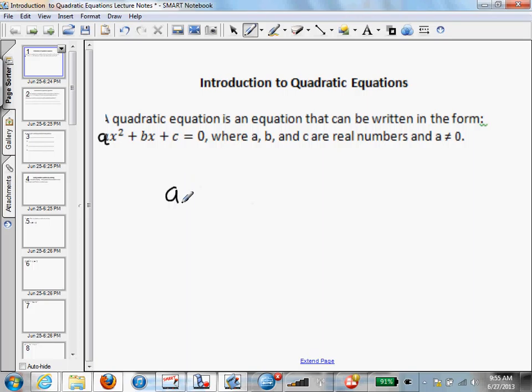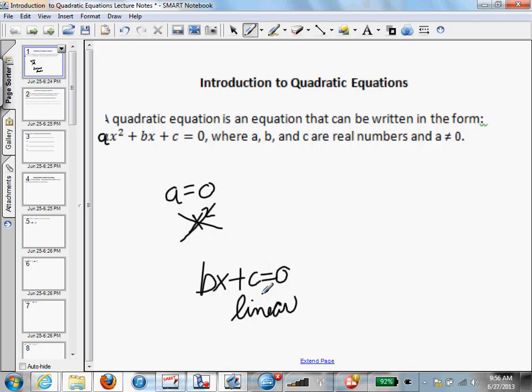And the reason we don't want a to be 0 is that if a were to equal 0, then it would knock out the x squared, leaving you with just bx plus c equals 0. And if you look, that's just a linear equation. And this is a step up from linear. This adds the exponent of the x squared, giving you a different shape.